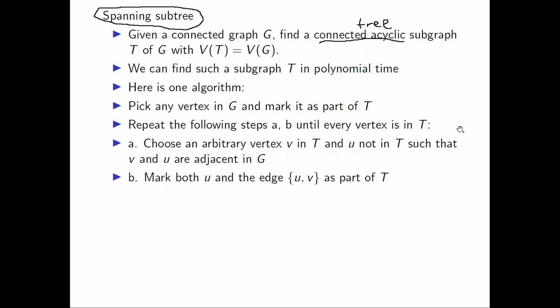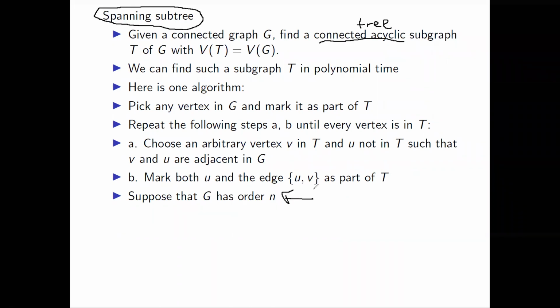So before, U was not in T, and of course the edge between U and V was not in T because U is not in T. And now both U and that edge are part of T. So T gained one vertex and one edge. And we can see why this is clearly a polynomial time algorithm in the size of G. So we'll suppose that G has order n, so the number of vertices in G is n. And we can see how long it takes us to perform the steps.